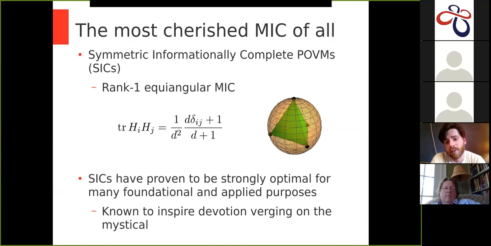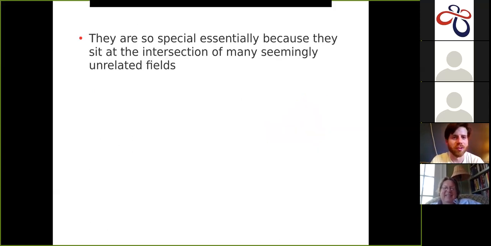So SICs are beloved. They really are. They've proven to be strongly optimal for many foundational applied purposes. And really, the more you learn about them, it sucks you in. They're known to inspire devotion verging on the mystical, and maybe verging is not appropriate because it's almost a religion at this point. So why are they so special? Essentially because they sit at the intersection of many seemingly unrelated fields.